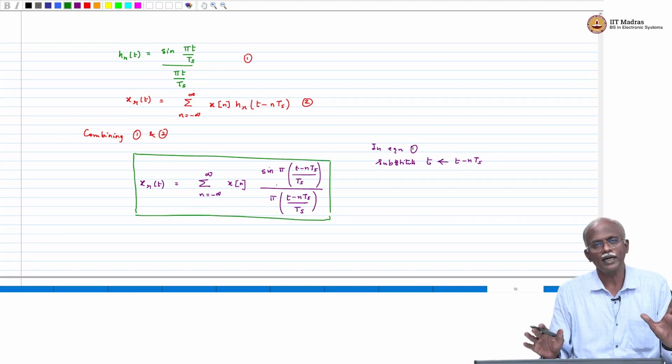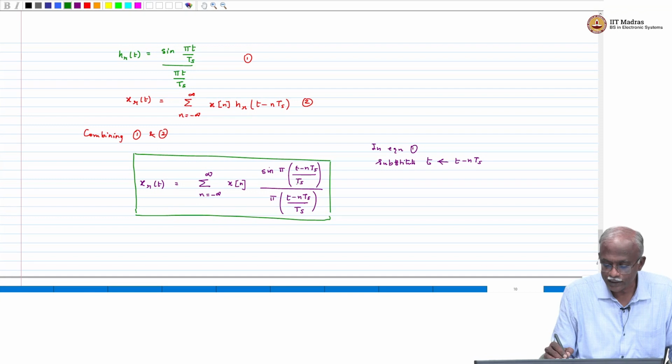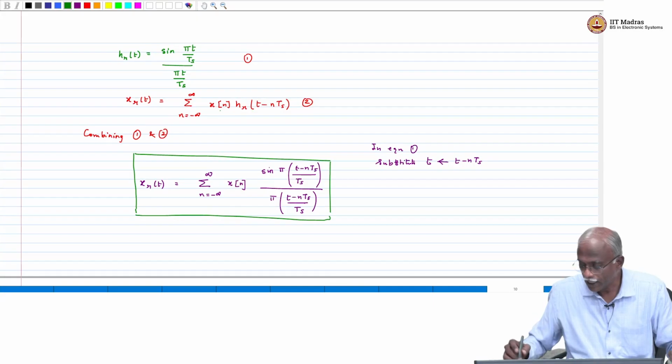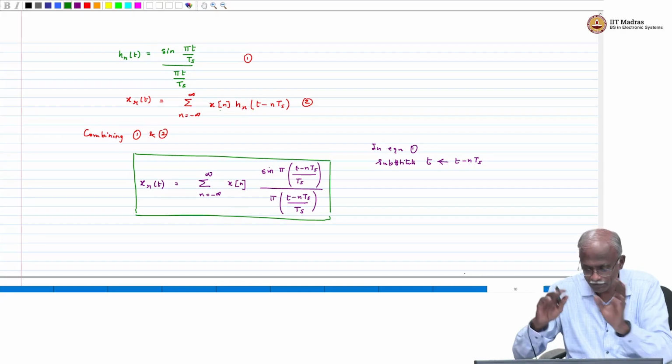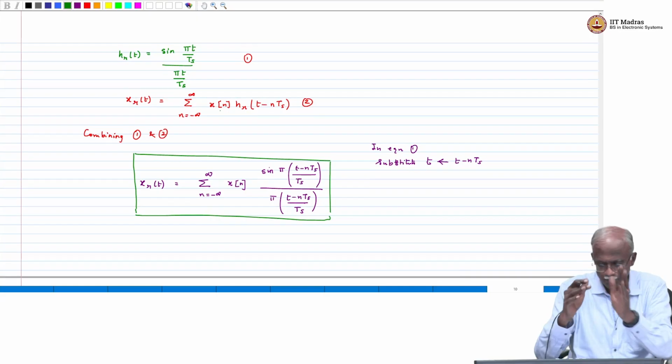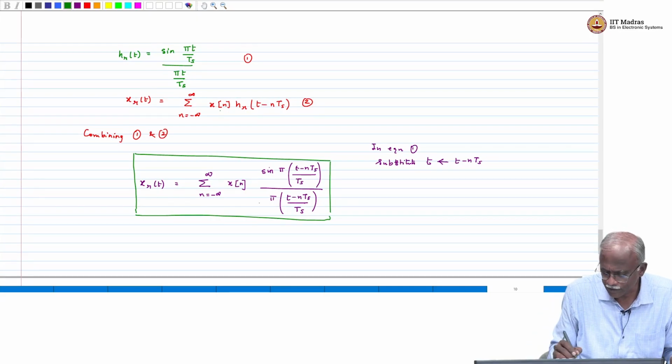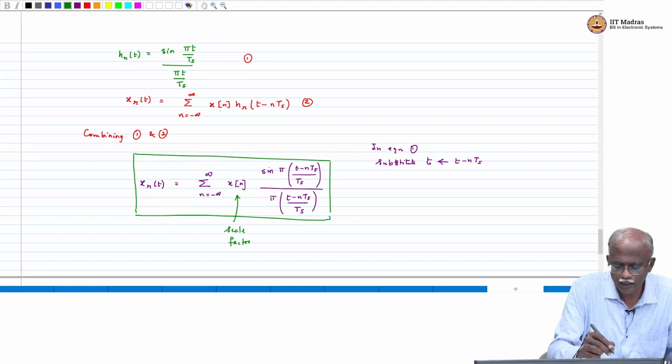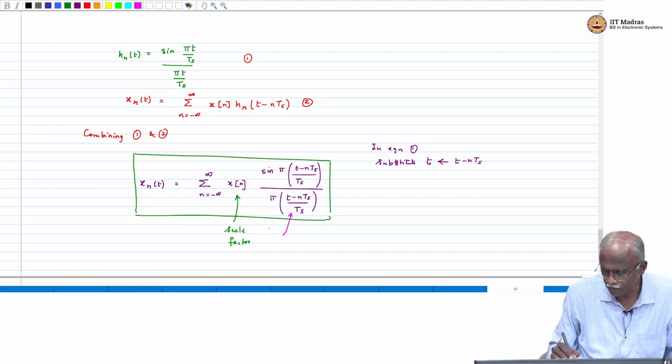Okay, this looks like a complicated expression, but actually it is not, because what is it? It is a convolution of x of n with hr of t, and because of the delta functions, these impulse responses have been shifted. So what you see is this is a scale factor, and these are shifted impulse response functions, shifted versions of hr of t.